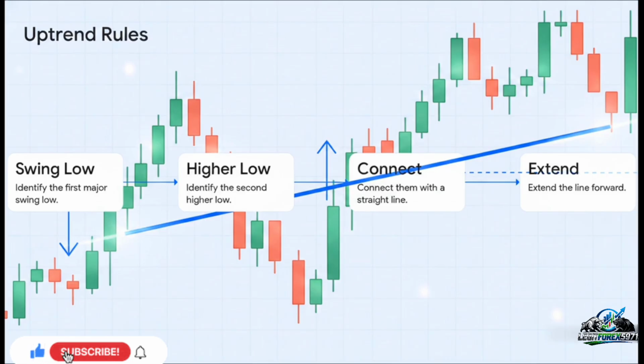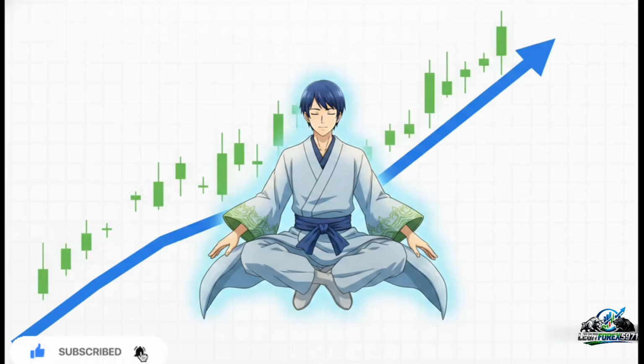See, you're not guessing anymore. You're systematically tracking the market's footprint. And the beauty of this is incredibly straightforward. As long as price keeps respecting that line and bouncing off of it, buyers are firmly in control, and the trend remains strictly bullish. Your bias is long, period.